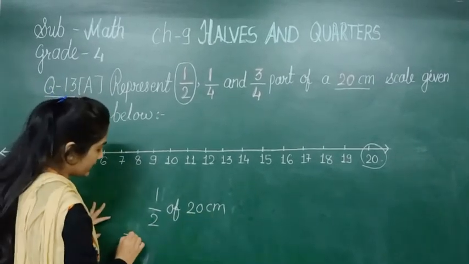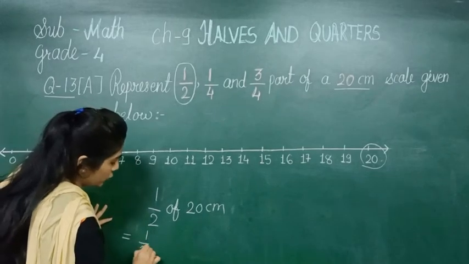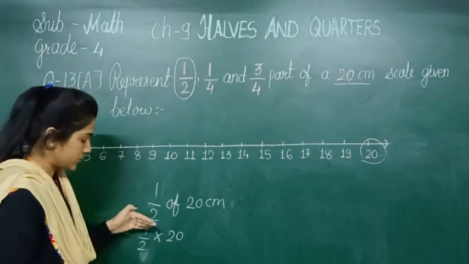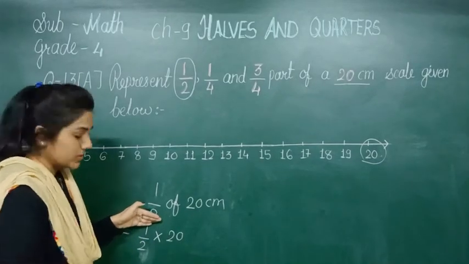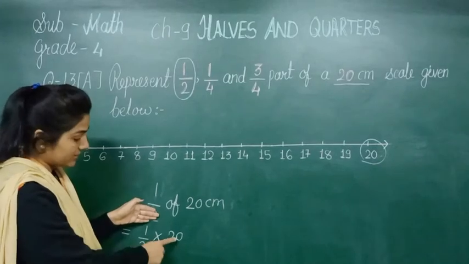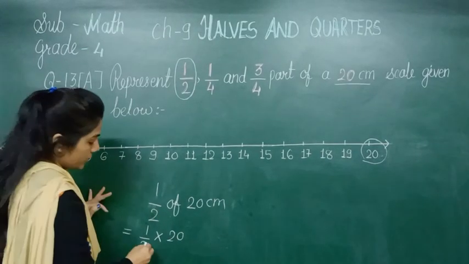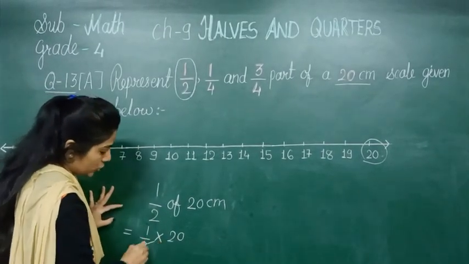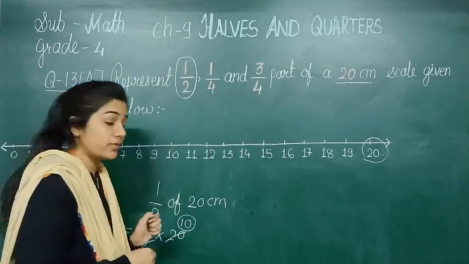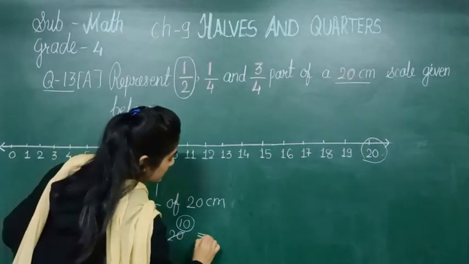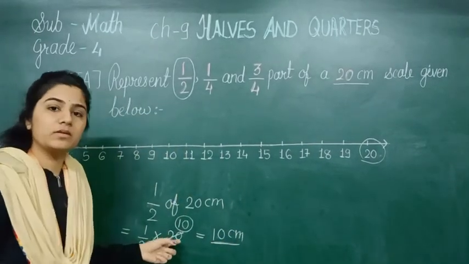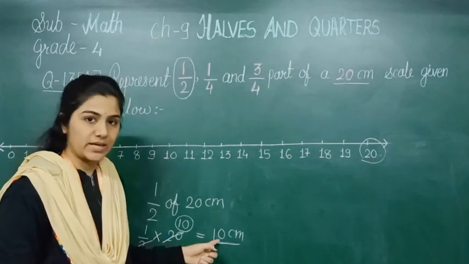So how can we write this? 1 upon 2 multiply 20. This 2 is in the place of the denominator, so we can divide 20 by 2. Directly you can cut like this, 2 tens are 20. So what do we get after this? 10 centimeters. The answer is 10 centimeters.